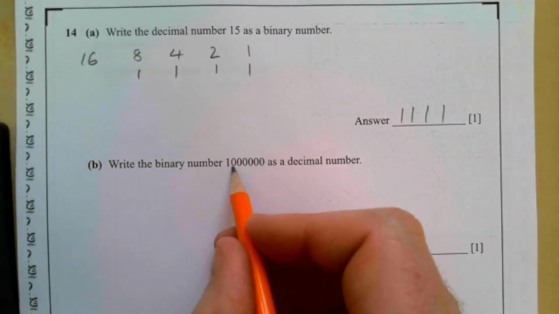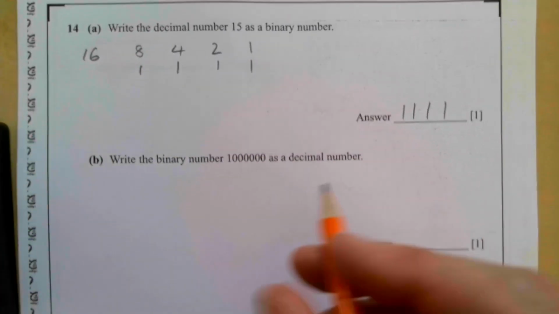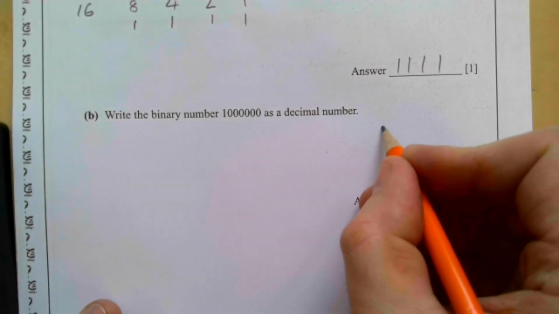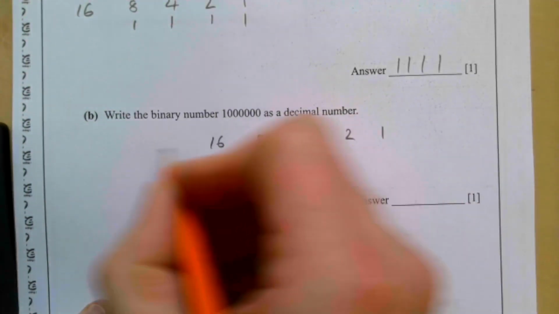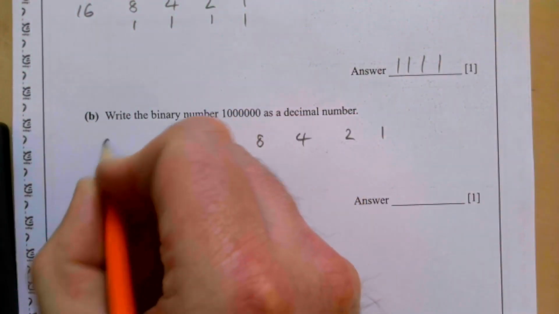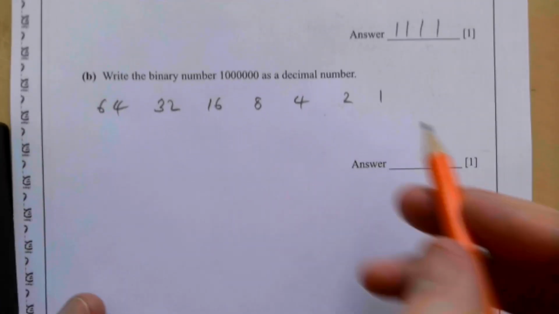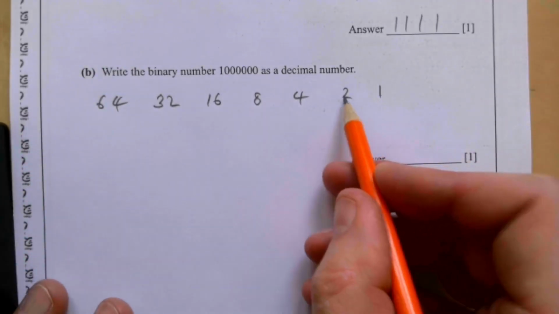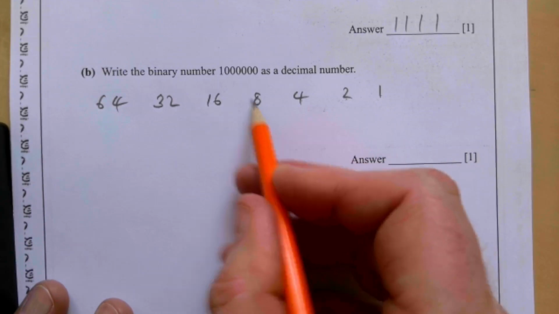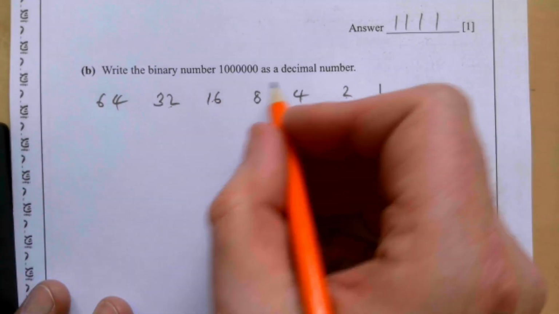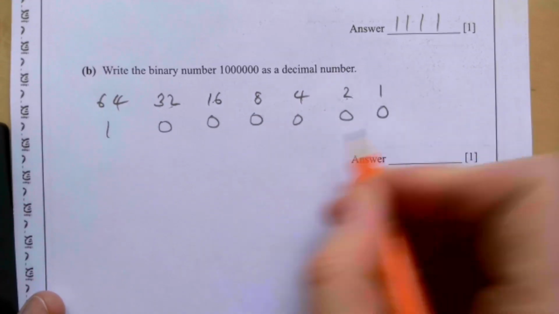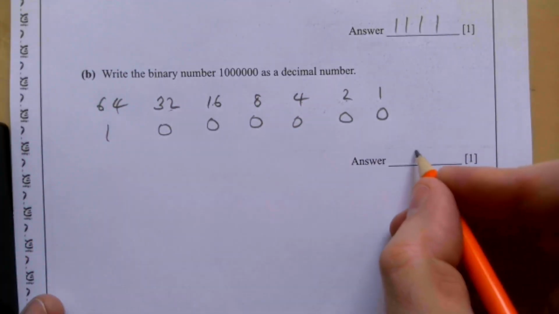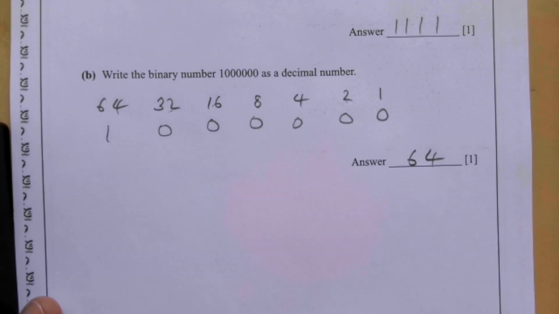Write the binary number 1, 0, 0, 0, 0, 0, 0 as a decimal number. We need 7 numbers going along here, so it's 1, 2, 4, 8, 16, 32, 64. That is 7 numbers. And so it's 1, and then 0, 0, 0, 0, 0, 0. So the number must be 64.